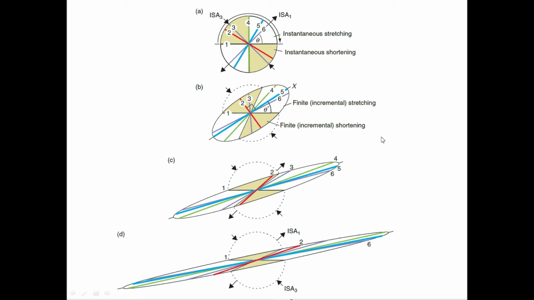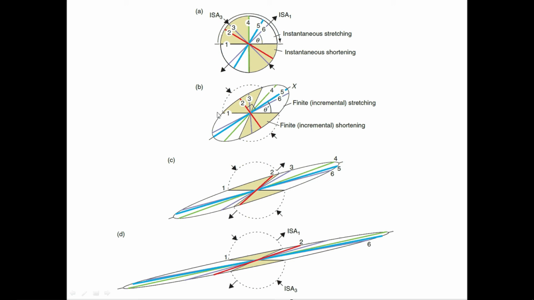And what is non-coaxial deformation? Non-coaxial deformation is a kind of deformation in which the axes, or the lines that are storing strain in themselves, are actually rotating. So here the strain-gaining axes are rotating. That means it is a non-coaxial deformation.